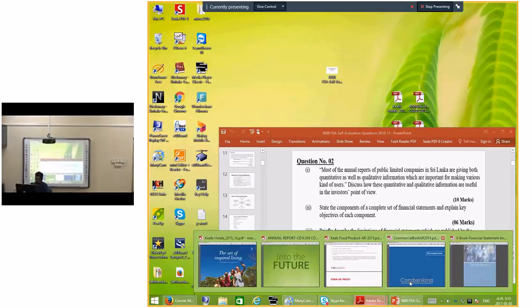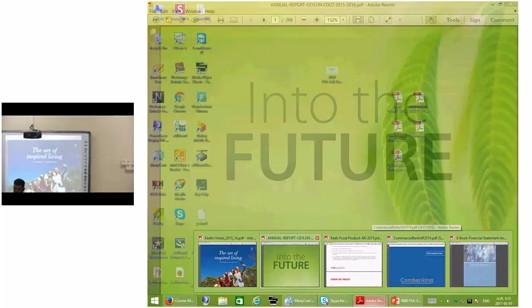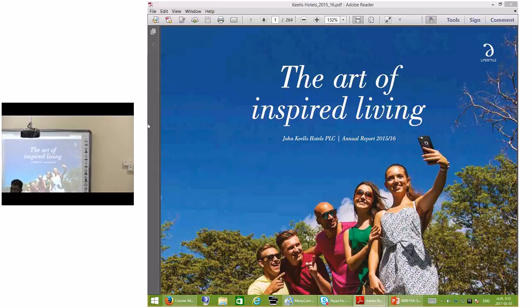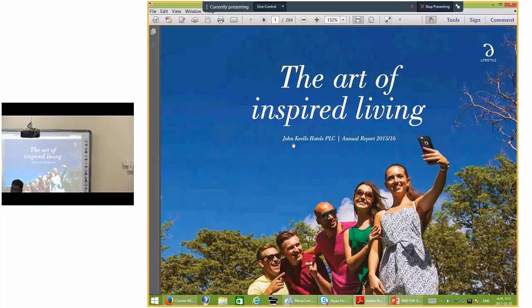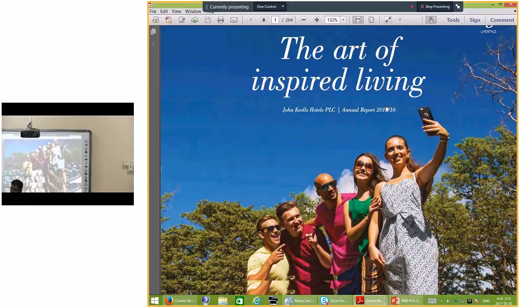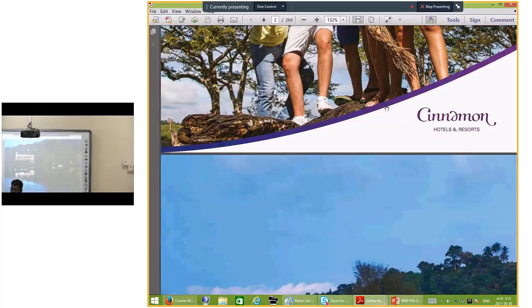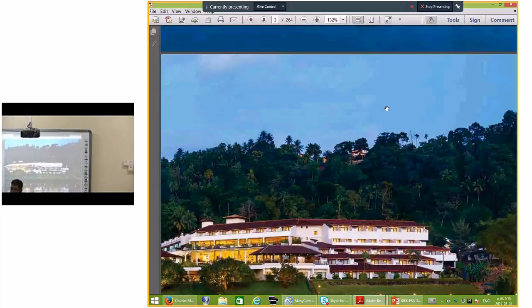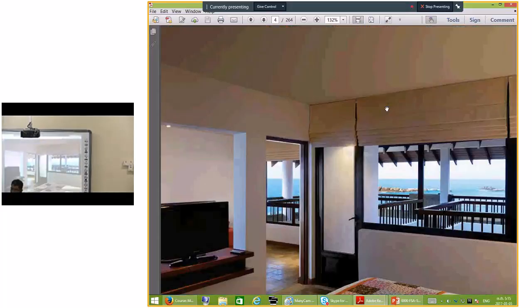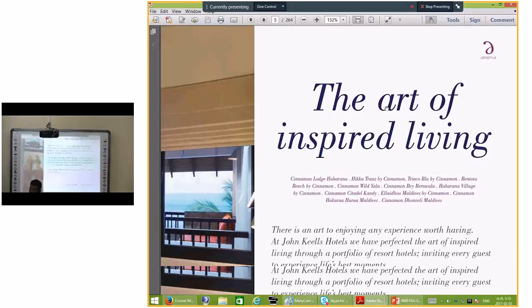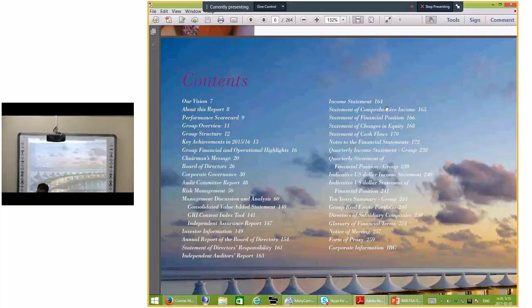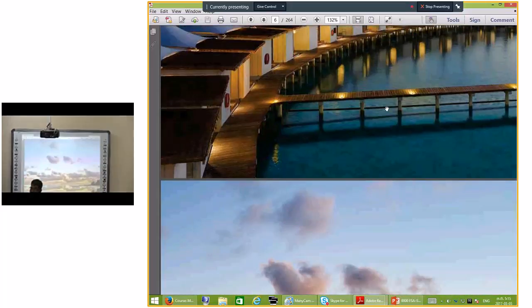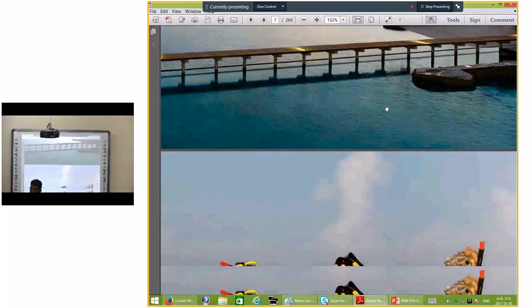Further we can go for another annual report. This is again from John Keells Hotels. It also won the best annual report award, gold medal for the hotel sector. Now again you can see how attractive these financial statements are. You can see very attractive pictures and details. Then the quality of their services can also be added. Then relevant parties can understand.